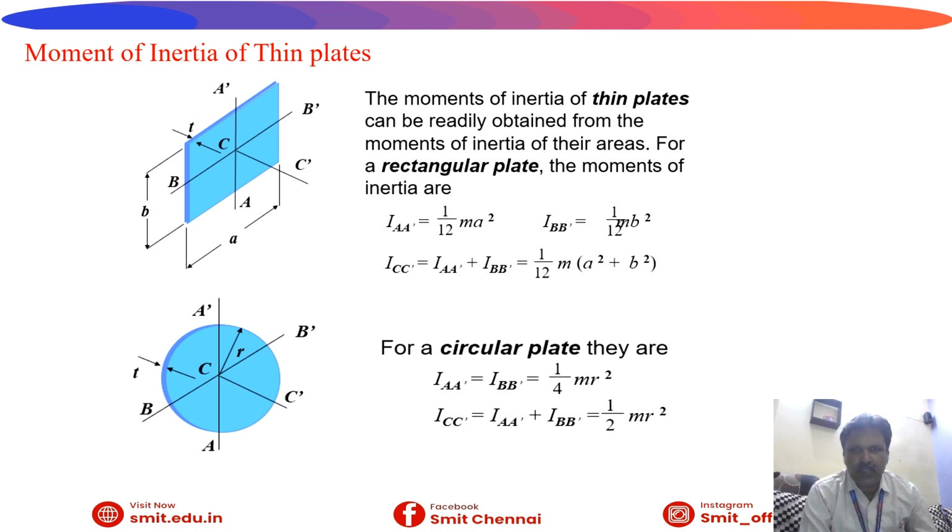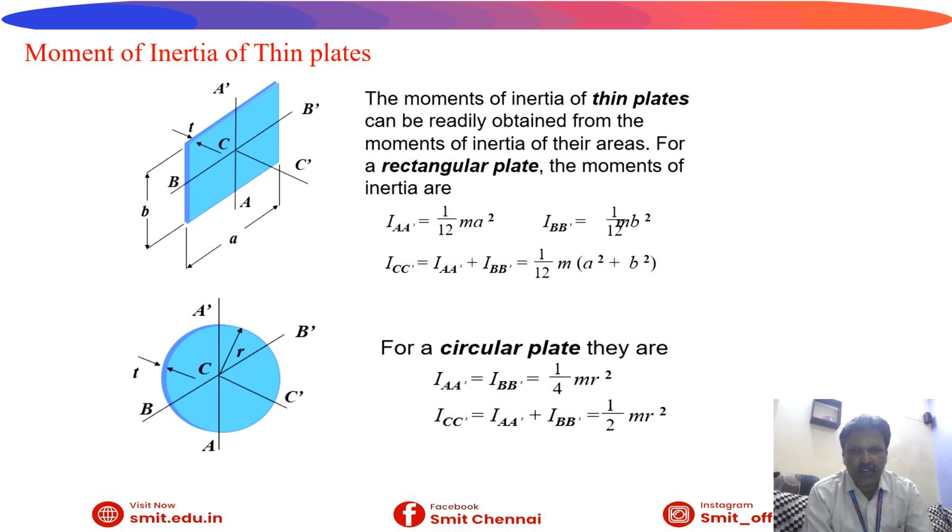Now the moment of inertia of thin plates can be readily obtained from the moment of inertia of their areas. For a rectangular plate, the moments of inertia are I_AA' equal to 1/12 m a squared, I_BB' equal to 1/12 m b squared, then I_CC' is equal to I_AA' plus I_BB', which is also equal to 1/12 m (a squared plus b squared).